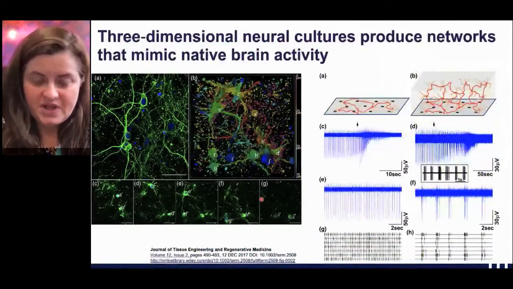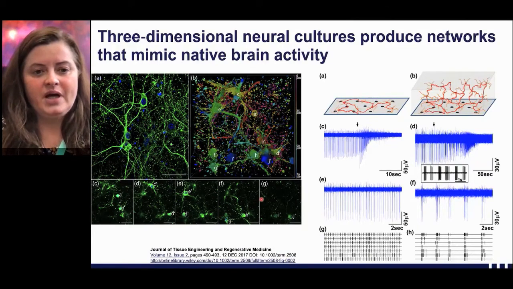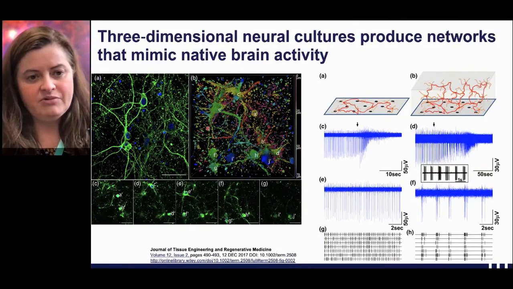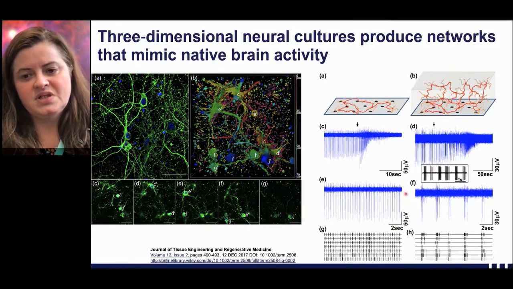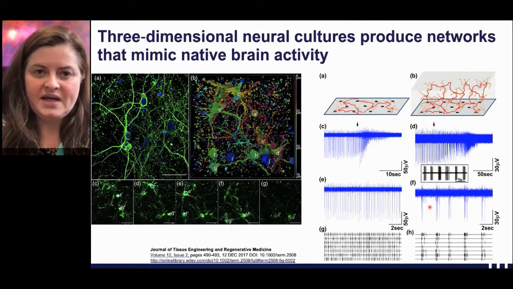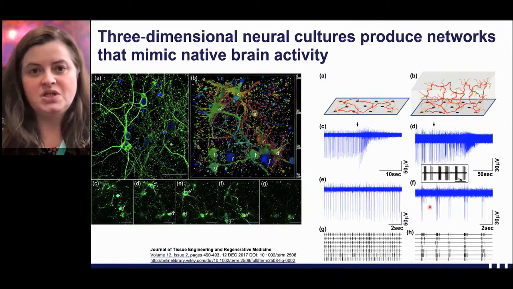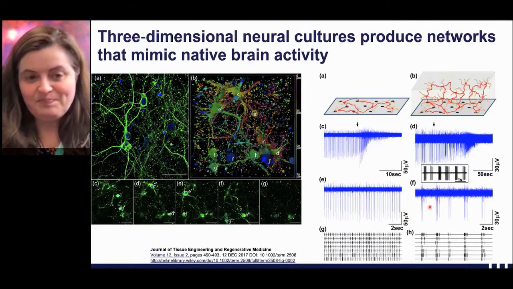One of the other projects we were doing was engineering 3-dimensional neural cultures. We showed that when we grew neural cells from a rat hippocampus in 3 dimensions and compared them to 2 dimensions, we get activity that's much more similar to the type of bursting activity that you would see in the brain. It really looked very different to what you see in 2 dimensions. So that just shows that if you want to look at brain-like activity in tissue culture, if you're doing drug testing, it's going to be much better doing that in 3 dimensions than in 2 dimensions.